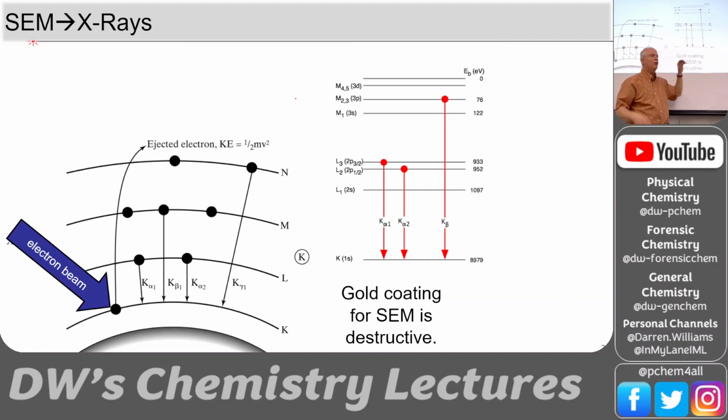So if we coat it in gold, those electrons hit the surface, a lot of them bounce off, some of them stick, and then they get conducted onto ground, and the surface is not charged anymore. And then the next beam of electrons can hit. And so we want to turn the electron beam down as much as possible so we don't blast it too much and charge it up too much.